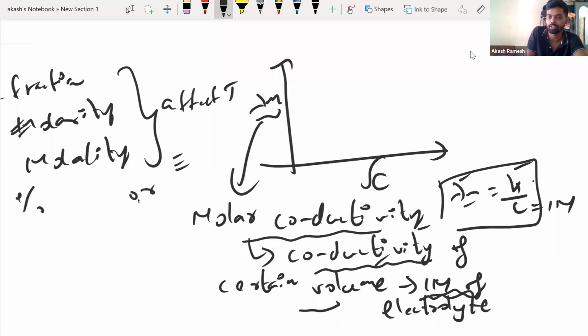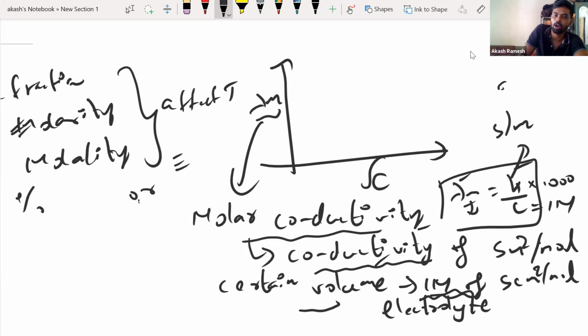And obviously I told you that you have to include 1000, depending on the unit requirement. The lambda m unit is Siemens meter squared per mole, or Siemens centimeter squared per mole. Depending on that, K will be given in terms of either Siemens per meter or Siemens per centimeter. If I want the answer in Siemens meter squared per mole, and K is given in Siemens per meter, you have to put 1000. Same way, if the answer is required in Siemens centimeter squared per mole, and K is given in Siemens per centimeter, again you multiply by 1000. So eventually, every time you have to multiply by 1000.